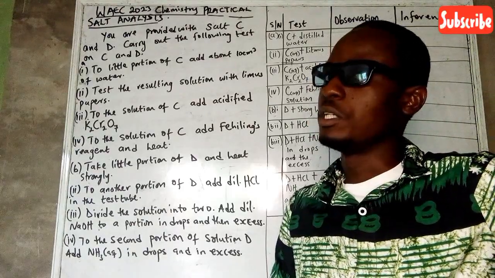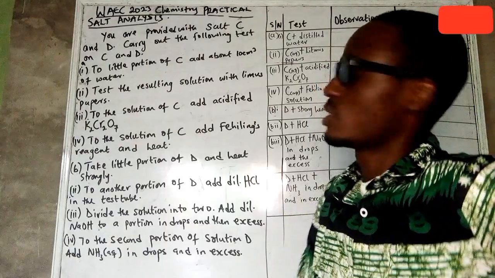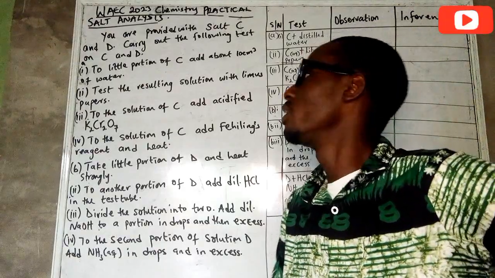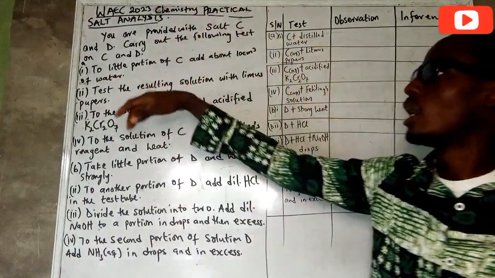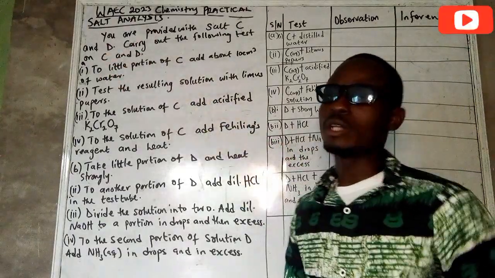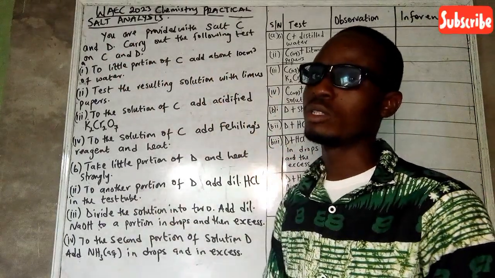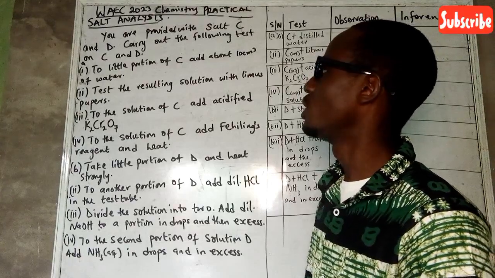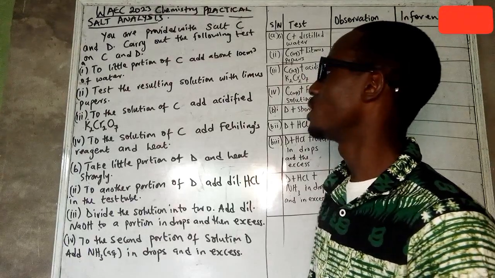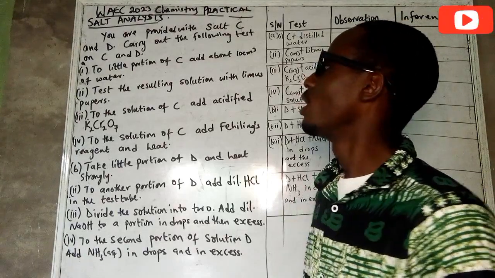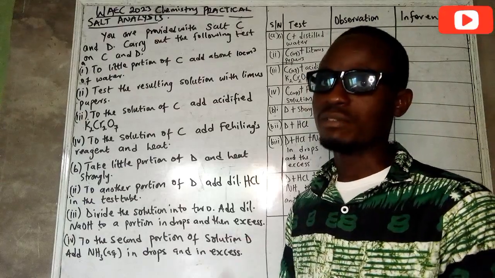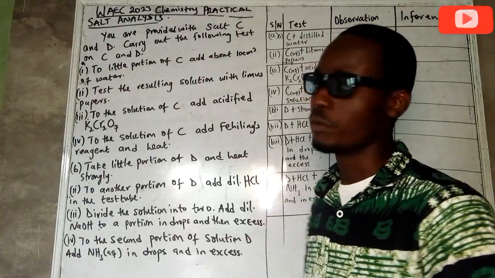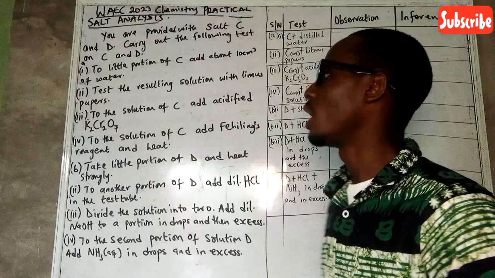So we are given two salts, two samples. One is labeled C and the other is D. So we are told to carry out the following test on the samples. You are provided with salt C and D. Carry out the following test on C and D. We have to take it one after the other. So let's take sample C first, then we take sample D as we proceed.